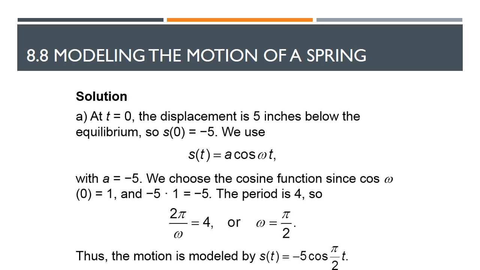The period is 4. It told us that. So that means 2 pi over omega equals 4. We solve for omega. Omega is pi over 2. So the motion is -5 cosine pi over 2 t.